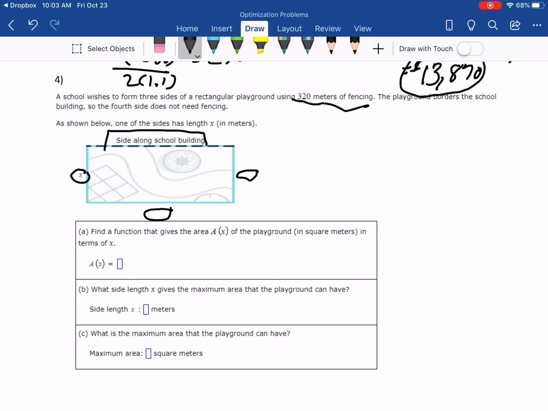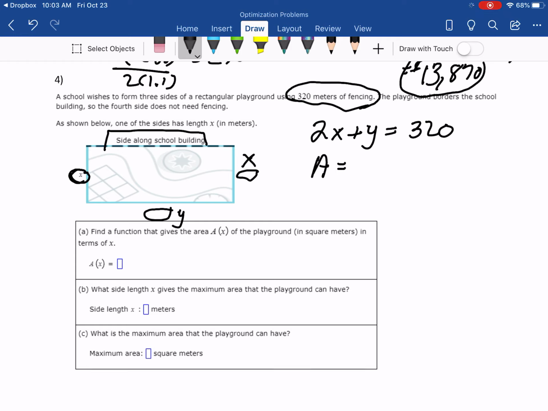Okay, so since it needs to be fenced in, we need to add to our diagram. In a rectangle, we know opposite sides are equal. So if this side is x, this side is also x. I don't know what this side is on the bottom, so I'm going to call it y. Between those three sides, we have 320 total meters to fence. So those three sides must add up to 320, or 2x plus y equals 320.